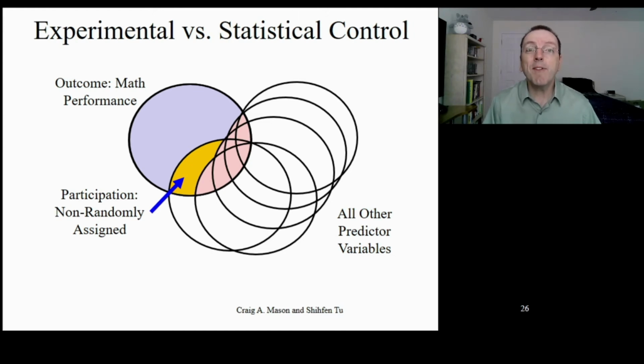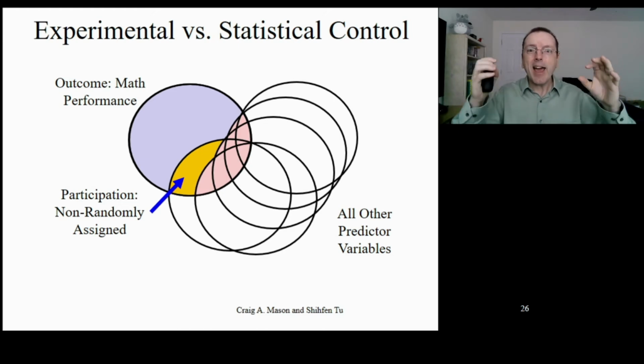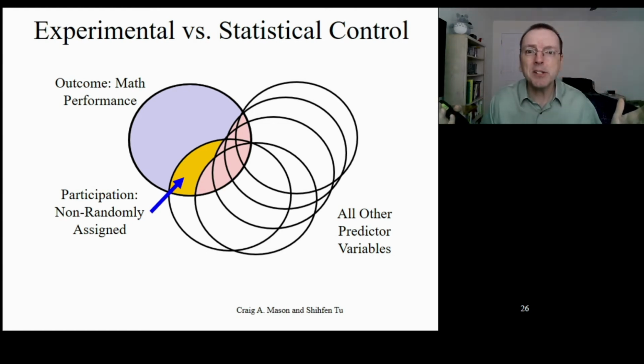Worse yet, some of the effect may be due to things outside my model, things for which I don't even have data. For example, maybe a lot of the effect is due to parent education, but I don't have any data on parent education. Then I'm really stuck. I can't statistically control for parent education because I don't know how much it overlaps with participation. Statistical control only works for variables in my model. That's important. Let's repeat it. Statistical control only works for variables in my model.